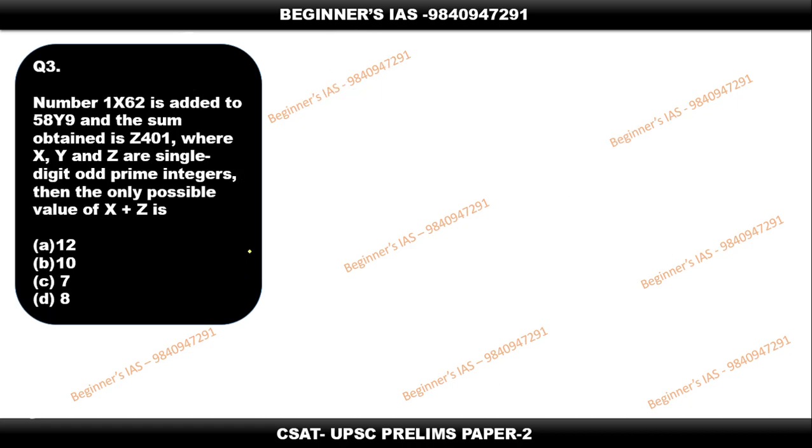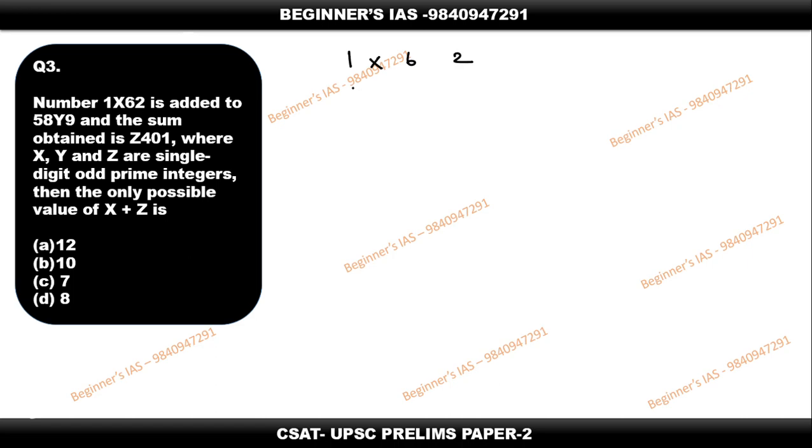So please be aware of this type of question. Then the number 1x62 is added to 58y6 and the sum obtained is Z401, where x, y, z are single digit odd prime numbers. Then the only possible value of x plus y is? Now listen carefully.